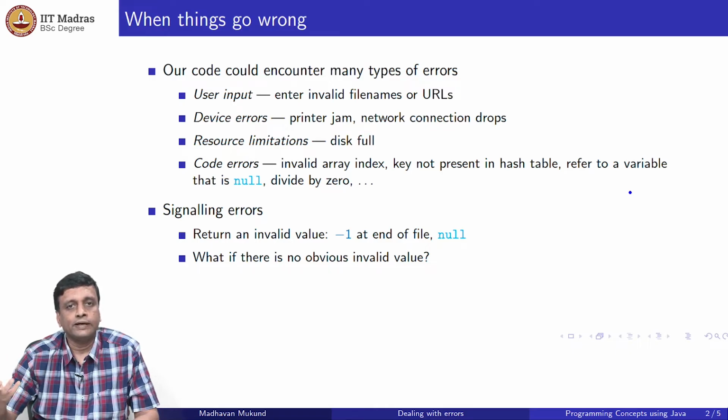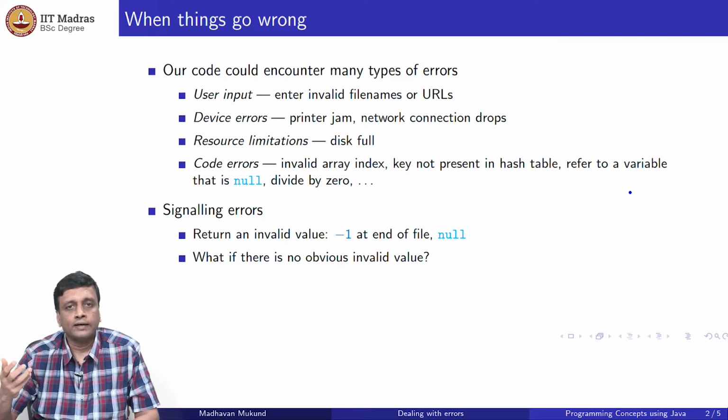Supposing you're trying to read something from a file, a typical situation which is not necessarily erroneous, but which is certainly out of the ordinary, is when you reach the end of the file. So you're reading some data character by character from a file, and you reach the end of the file. This is a special situation. It may not be an error, but it certainly is a special situation.